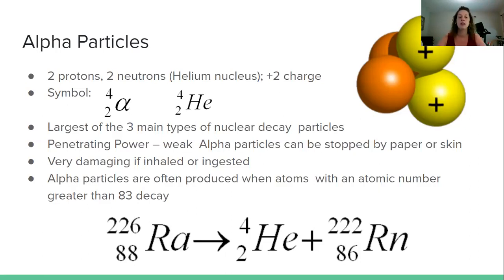This is the largest of the 3 main types of nuclear decay particles. Its penetrating power is pretty weak. It can be stopped by paper or skin. However, if you inhale or ingest alpha radiation, it can be very damaging. Alpha particles are often produced when atoms with an atomic number greater than 83 decay. So on the periodic table, 83 is right here, and anything after 83 in that row and below it is where you would see alpha radiation. Here's an example of an equation, and we're going to look at equations in part B.